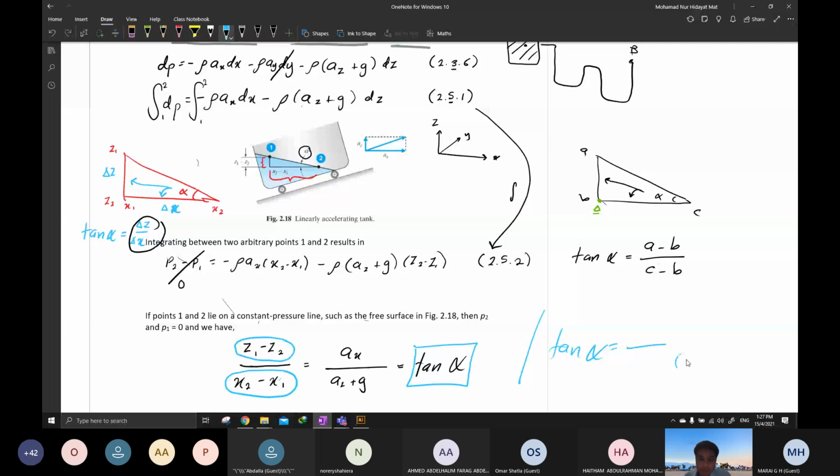In terms of acceleration, in terms of adjacent, this is the x component, so this is ax. In terms of opposite, this is az plus g. This is how to remember this equation.